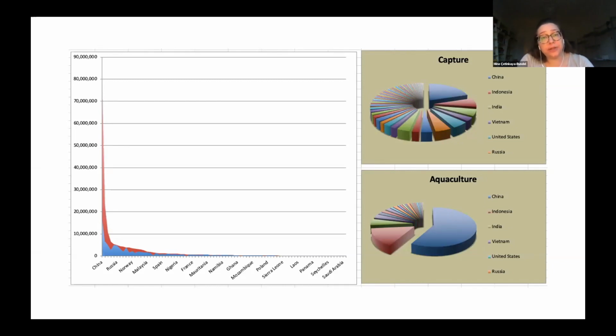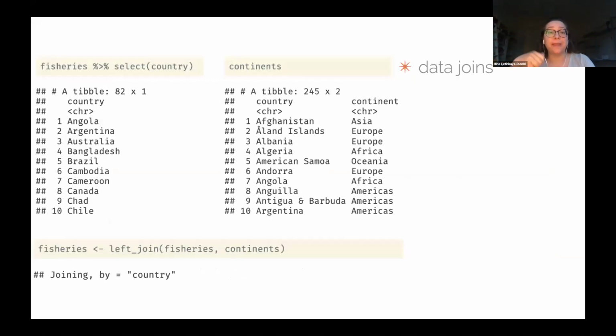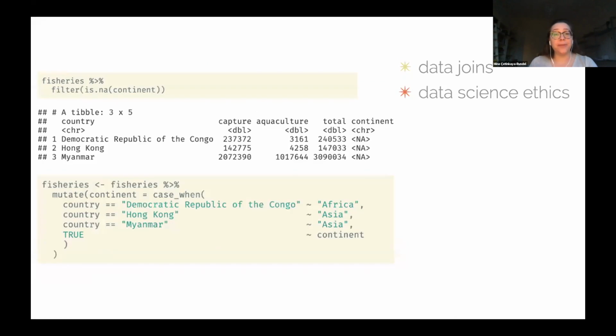And one of the things students quickly land on is, well, we have geographic data here about how much fishing is happening, either from, so the blue and red lines are capture or aquaculture, from capture or fish farm fishing basically, from countries, but there is no geography being presented in this visualization. So how do we go about getting that information in? This is an opportunity to talk about data joins, getting continent information and joining it with your data.